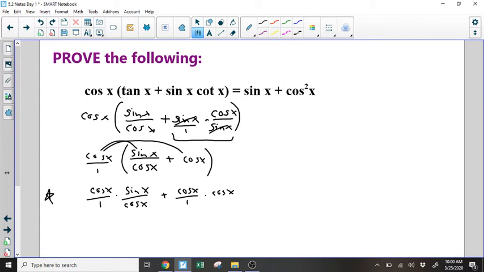All right, so in the first one, cosine of x on the top and bottom are going to simplify, leaves us with sine of x. Cosine of x times cosine of x is cosine squared x. And we now realize again, always keeping in mind what we are trying to match here, and it does, so we are done. We have proved that those two expressions are equivalent.